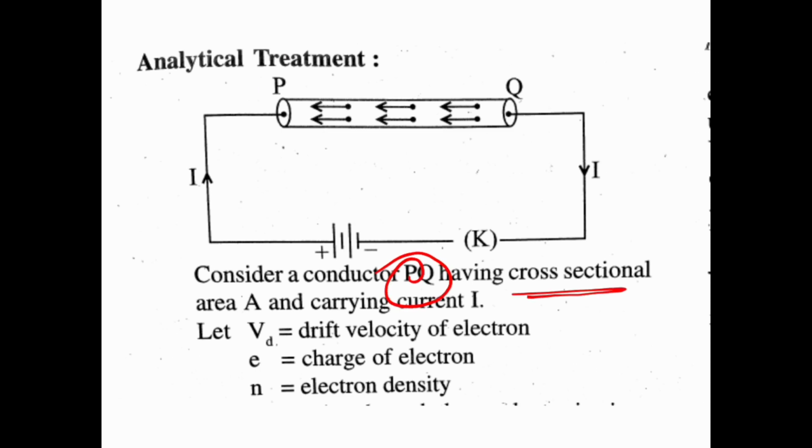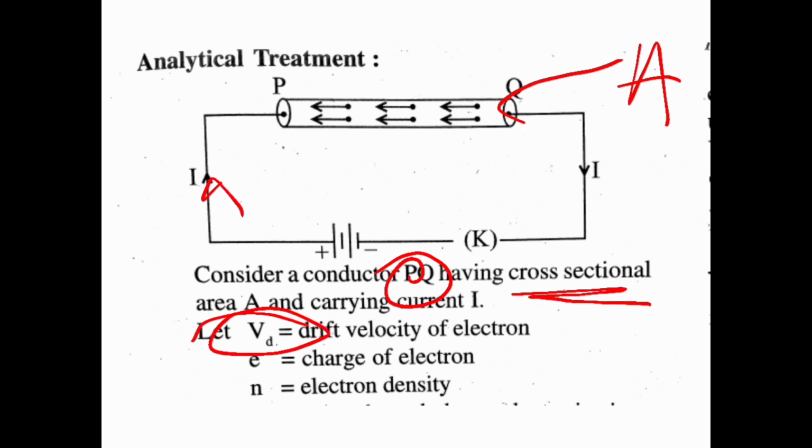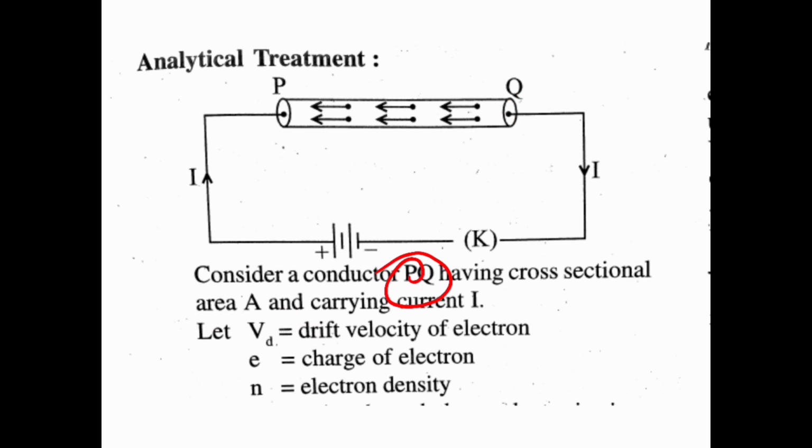having cross sectional area A. Here the cross sectional area is A, and it carries current I. Here Vd is the drift velocity of the electron. We know the slow velocity with which electrons are attracted towards the opposite direction is known as the drift velocity. And here drift velocity Vd is equal to, we know the formula.